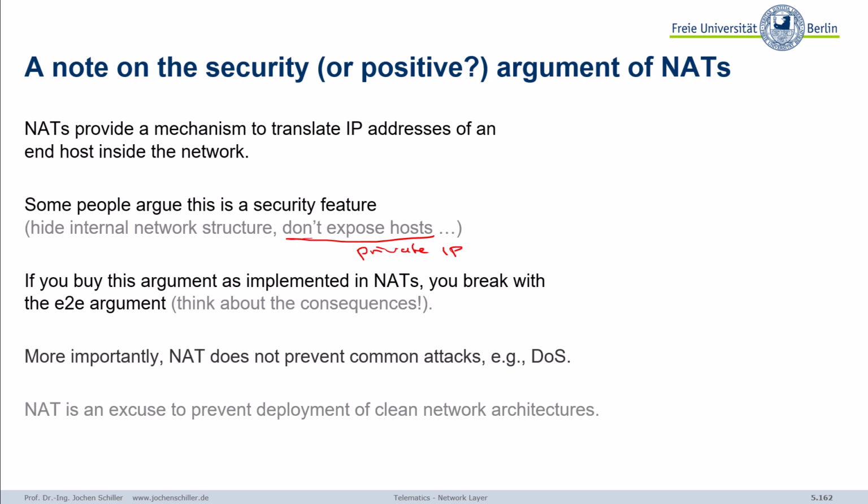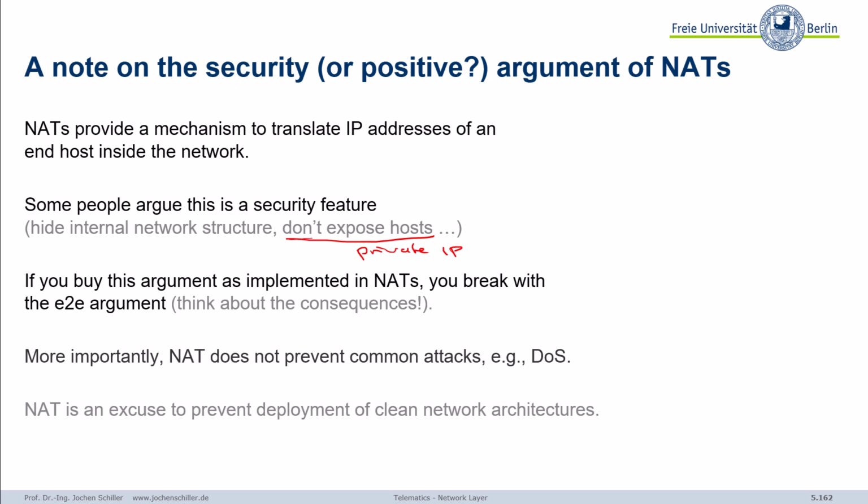NAT doesn't help when it comes to denial of service attacks. So if you attack the NAT gateway, then that's it. And also what many people active in the network community think is that NAT quite often is an excuse not to deploy a real clean network architecture, because you can protect your machines even if you have public IP addresses. We know how firewalls work, etc. So NAT, yes, NAT helped because of the address shortage.